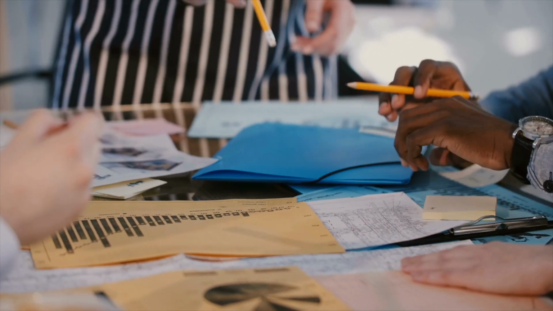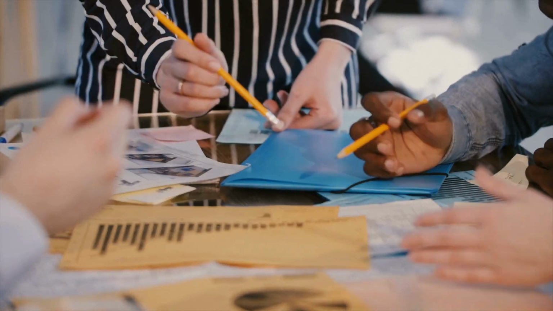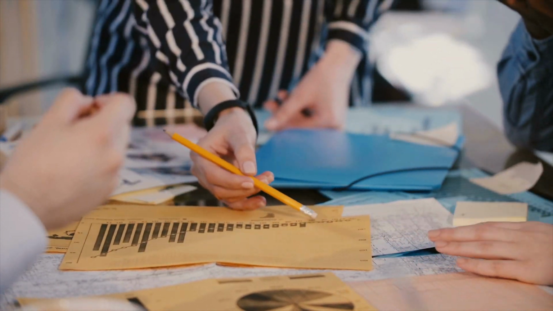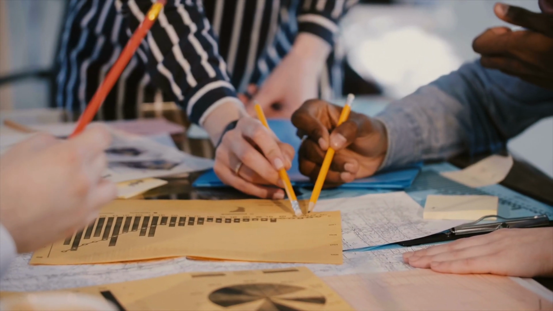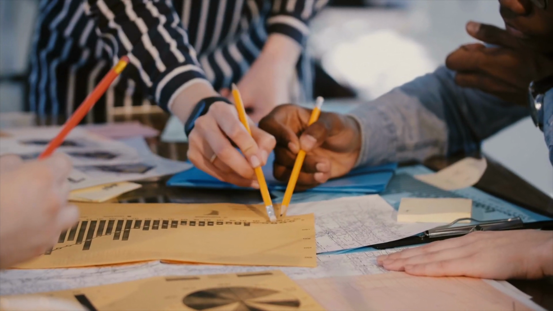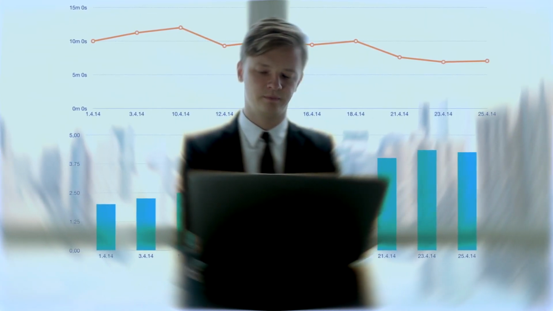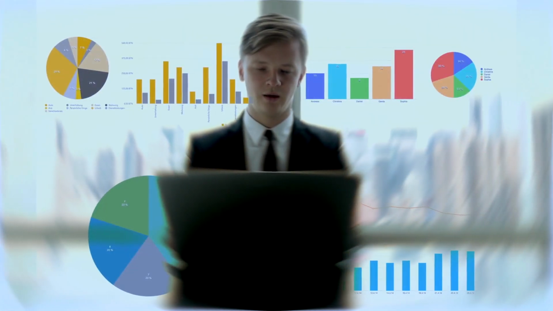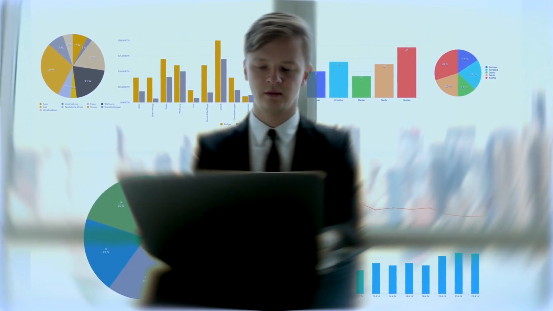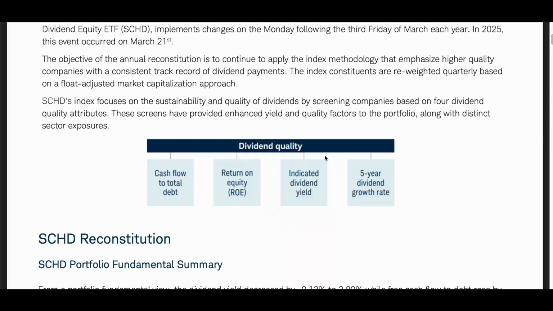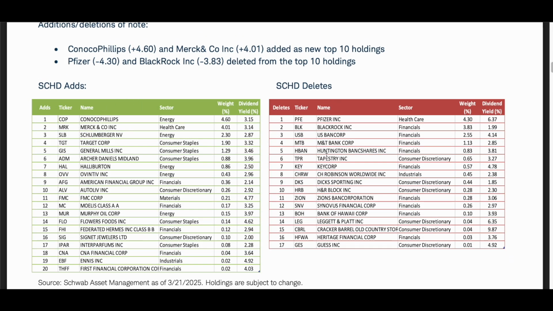Because I know every single year, SCHD is going to change, right? When I first started buying SCHD in 2022, it looked completely different than the SCHD of 2025. What you need to love or dislike is the metrics, the algorithm, the methodology that SCHD and Charles Schwab are using. What you're seeing right here with the adds and the deletes, that doesn't matter. You have absolutely no control over this.